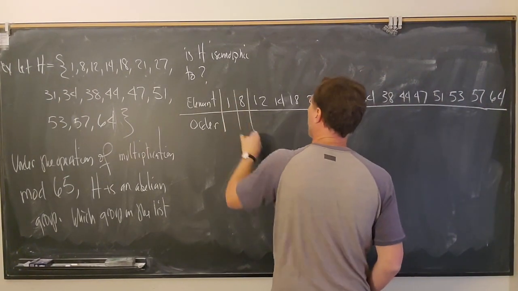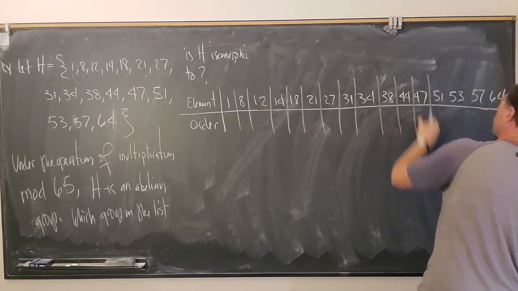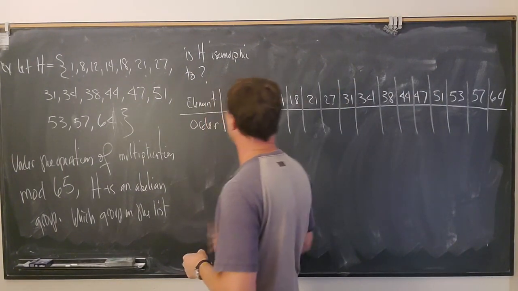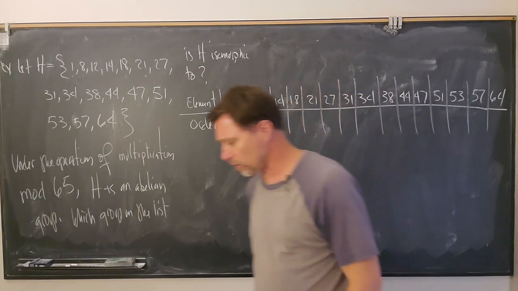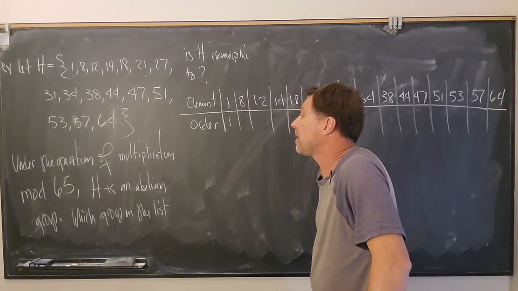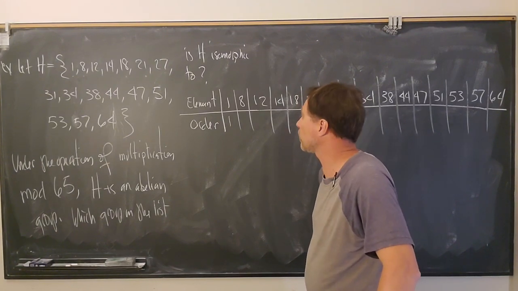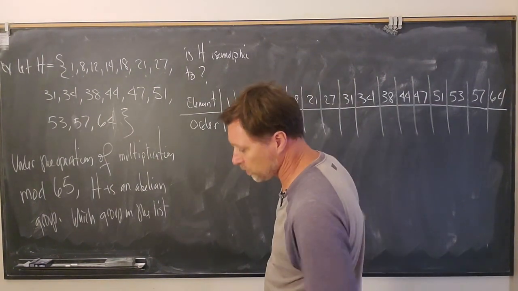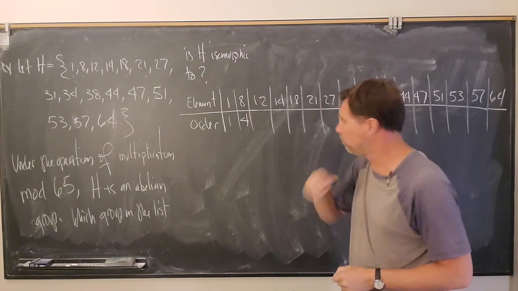Okay, so what I'm going to do then is figure out the order of each one of these elements. And I already did this, right? So for example, the order of 1 is the identity, is 1. And 8 squared mod 65 is not the identity. 8 cubed mod 65 is not the identity, but it turns out that 8 to the 4th mod 65 is equal to the identity. So 8 has order 4. You can check the arithmetic for each one of these.